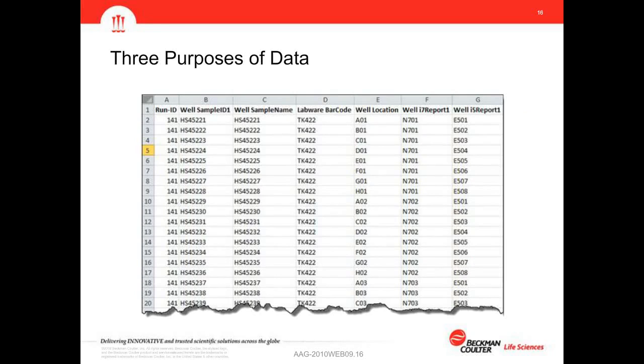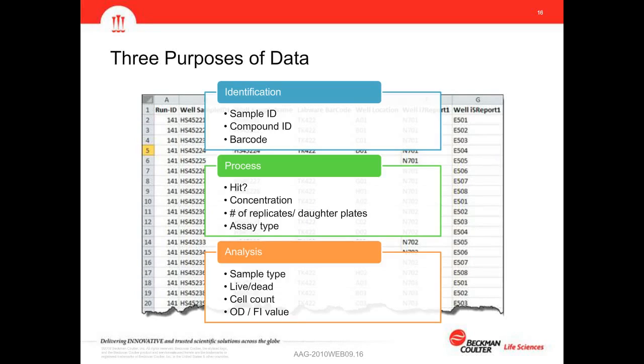There are really 3 purposes that data can serve in an assay. One is around identification. The next is around process information, either information coming in that drives the process or information that is discovered as part of the process, such as reading a barcode. And then finally there's analysis. This is really the goal and the purpose of running the assay.